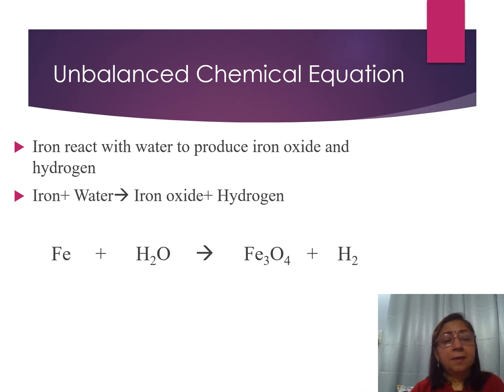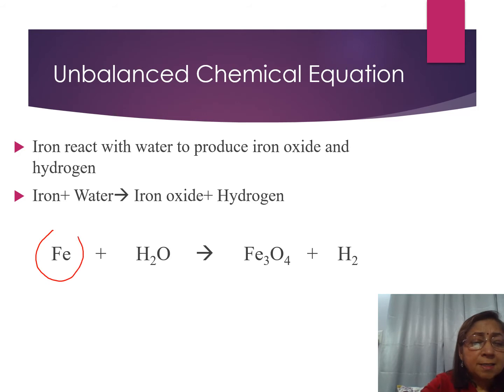Now let us study the unbalanced chemical equation. Example, iron when it reacts with water, produces iron oxide and hydrogen. The equation is Fe plus H2O gives Fe3O4 plus H2. Now we will count the number of atoms of each element both on the left hand side and on the right hand side.